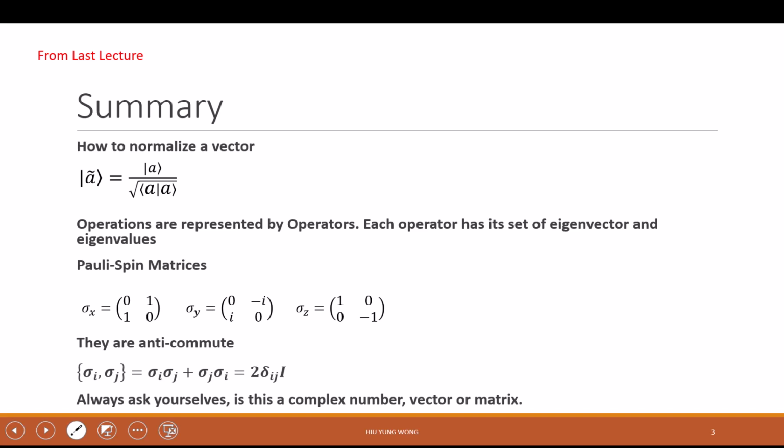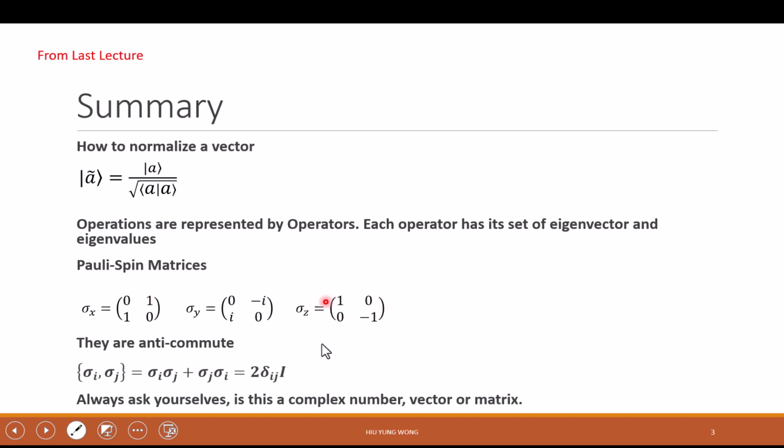So this was just the summary that we learned last time, how to normalize a vector, right? We also talked about the Pauli spin matrices, right? It would be good to memorize them because this is the foundation for quantum mechanics and also quantum computing. And sigma z is 1, 0, 0, -1, right?